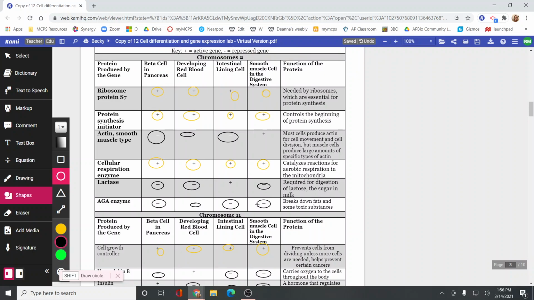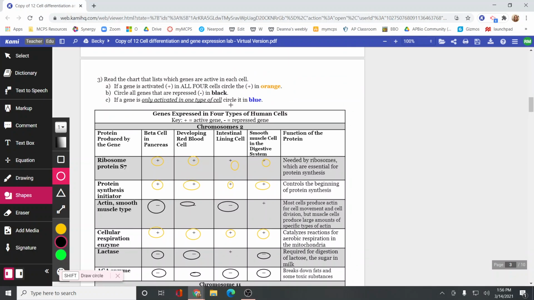So what's happening here is that the beta cell is never going to turn on the actin smooth muscle gene. It contains that gene, but it doesn't need to use it. That gene is about cell movement. The beta cell is about making insulin. It doesn't need to move. And it's not about a red blood cell moving through, it's about active movement, like a muscle. The AGA enzyme is for your liver breaking down toxic substances. None of these are liver cells, so it's off in all of these.